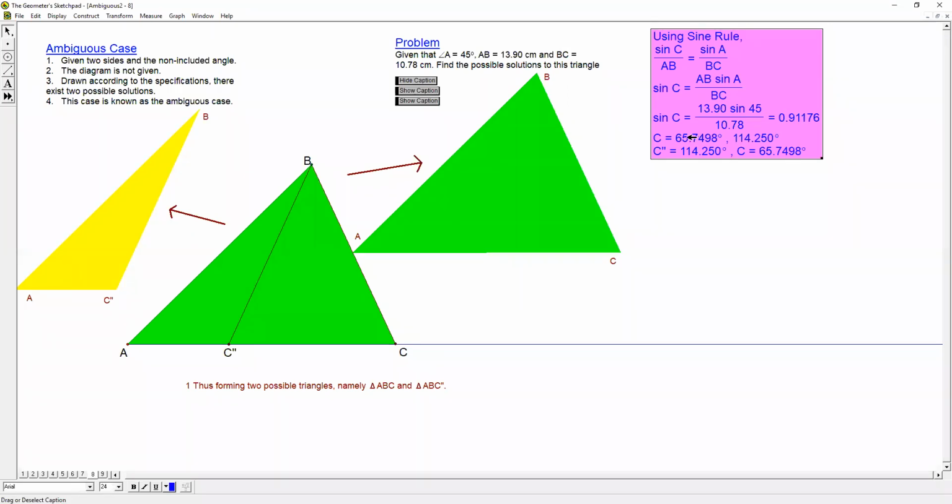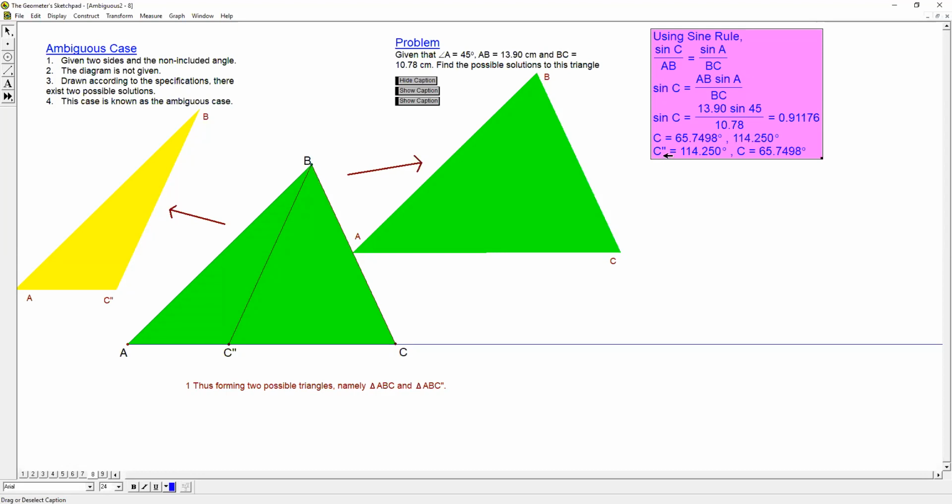When you find the angle C, you will get the acute angle 65.75 degrees. But this is not the only answer. Since by now you have learned trigonometry, for a positive sine the angle can come from the first quadrant and also the second quadrant. So you have to mention the other angle in the second quadrant. The angle C in the first quadrant is an acute angle. The angle C in the second quadrant is the obtuse angle.